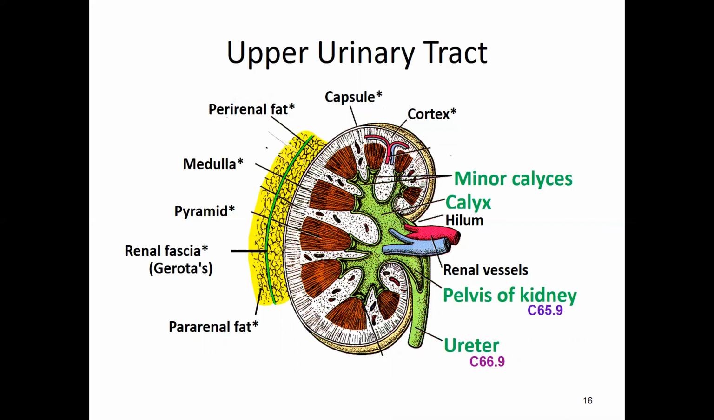Other parts of the renal pelvis, seen here in green, are the calyces or the calyx and the minor calyces. And so these are also coded to C65.9. Note the renal vessels shown in the picture and how they enter into the kidney at the hilum of the kidney. This is similar to the hilum of the lung, where the bronchus and the vessels enter the lung parenchyma. So hilum is an area, both in the kidney and the lung.